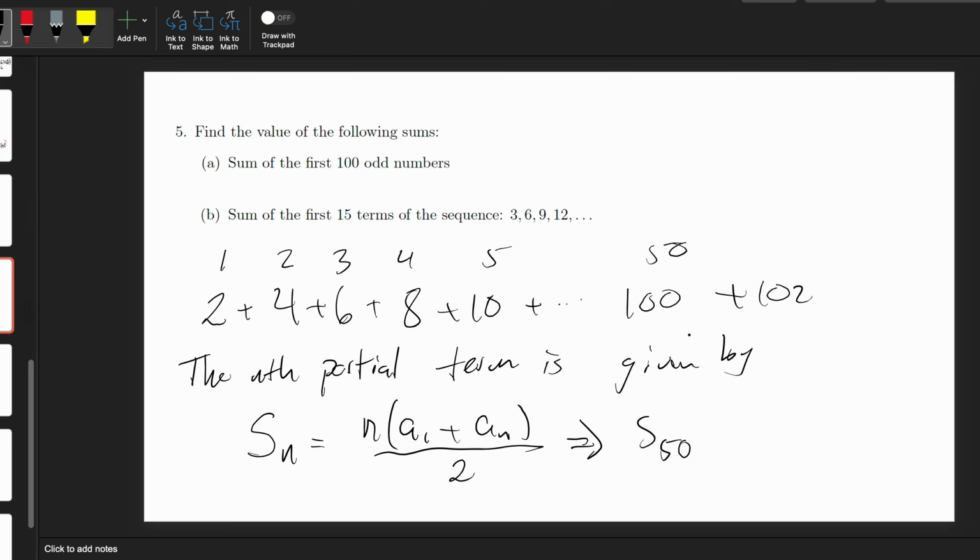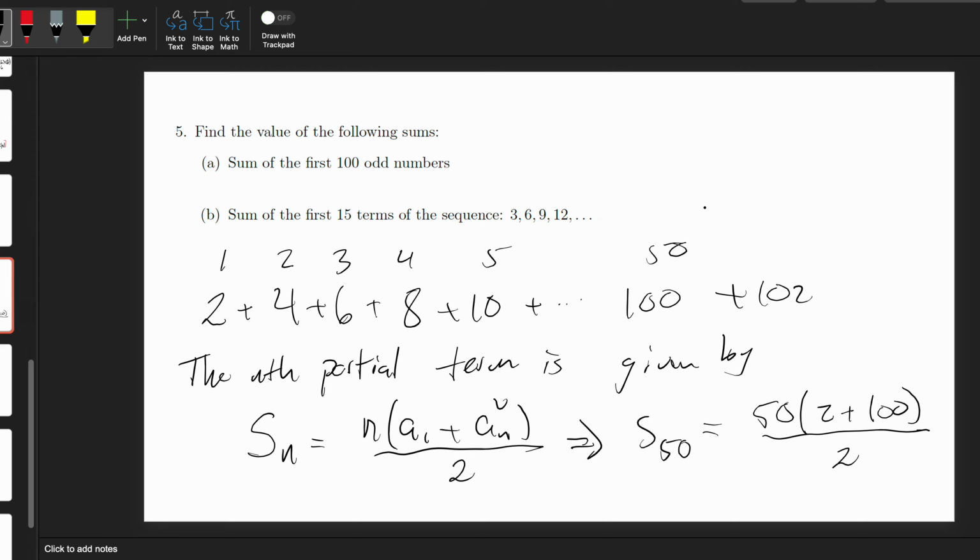But this is the 50th partial sum, so I write S sub 50 is equal to 50 times 2 plus, what's my a sub n? In this case, it's 100, all over 2. What is that number? It's not so important. You could plug that into your calculator, but that's basically how you would get the nth partial sum.